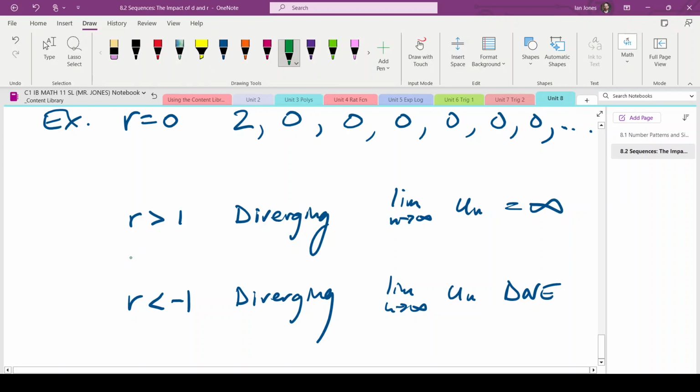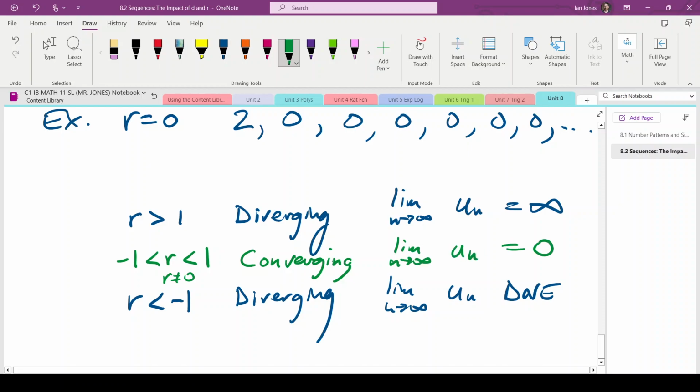And then we have in the middle here the range of r's between -1 and 1, where r is not 0, because that's not very interesting. These ones we call converging. And in these cases, the limit as n goes to infinity of un equals 0.